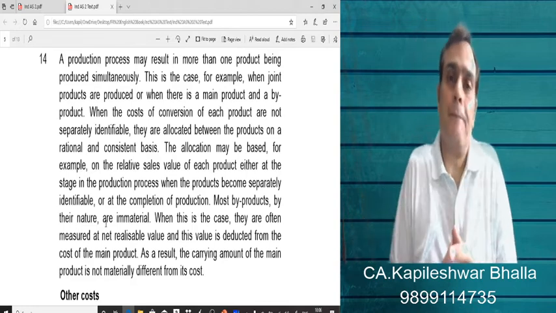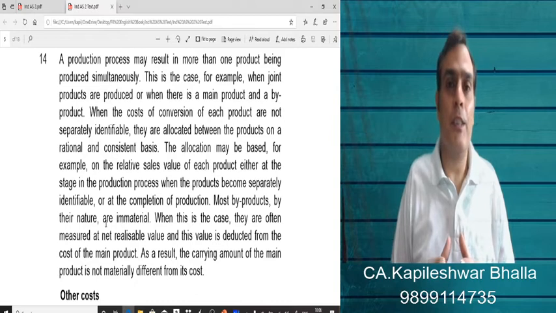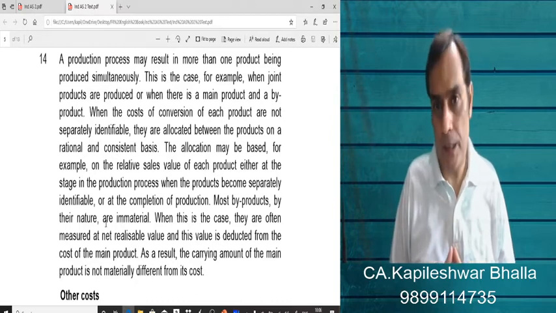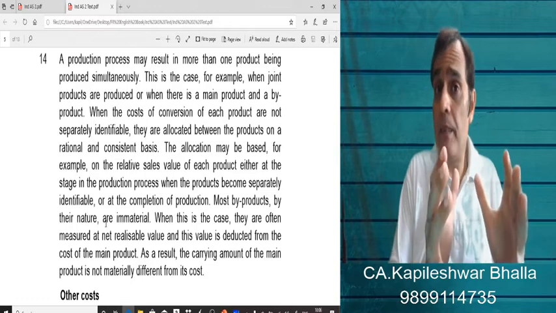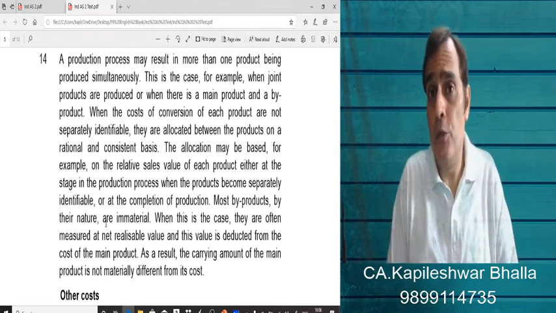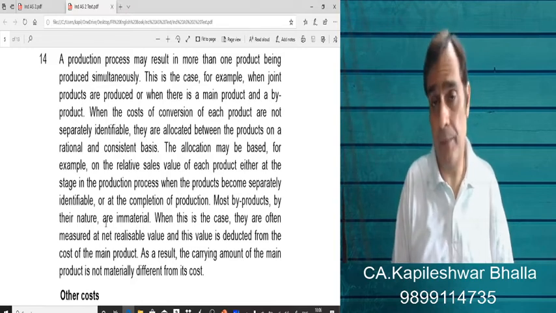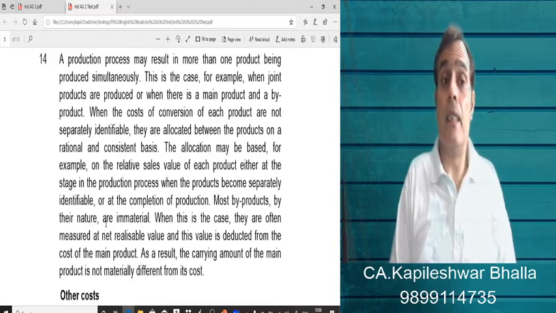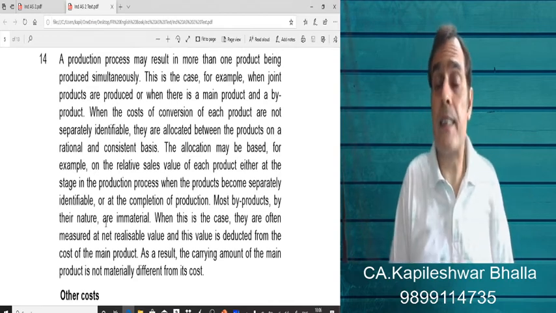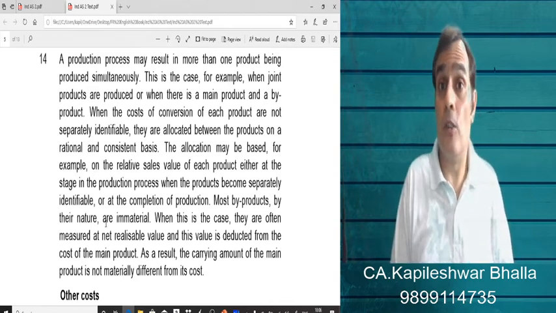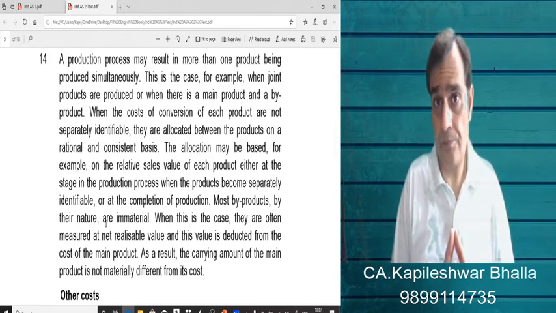If you remember, there was a concept in intermediate, joint and byproducts. Now, what was that concept? A company is jointly producing two or more than two products simultaneously. I repeat, a company is processing two or more than two products simultaneously in a particular process. Now, what can happen? There are two cases.